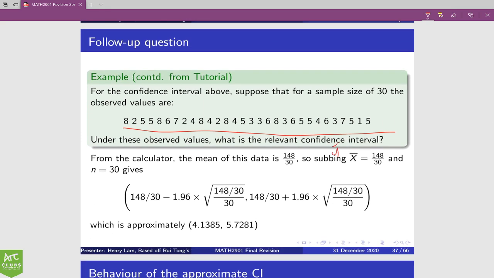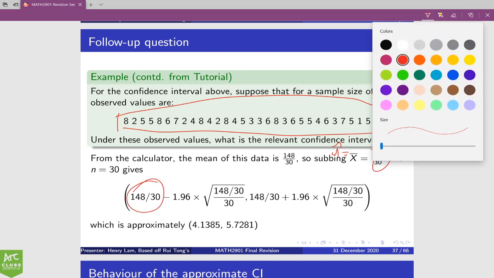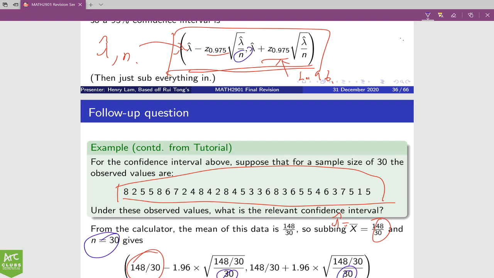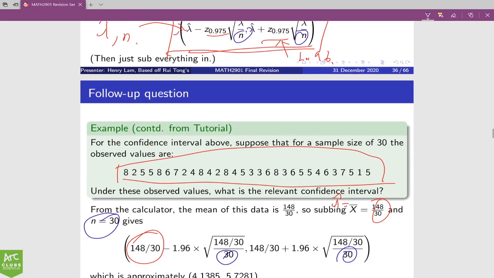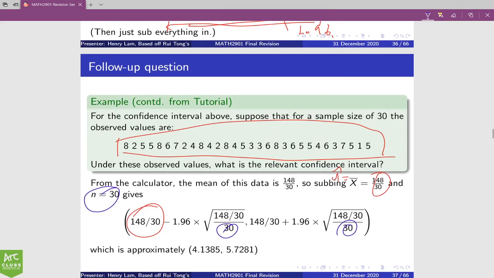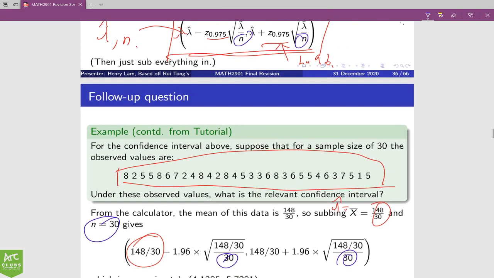And lambda hat, if you recall, is actually just the sample mean. So just average everything here. And so you'll get this over here, as you see here. Right? And n is equal to 30. So you just sub 30 into the denominator, because n was over here. Right? So from here, just plug in numbers. If you can find the theoretical mean or confidence interval, everything else is fairly straightforward, just subbing numbers from there.